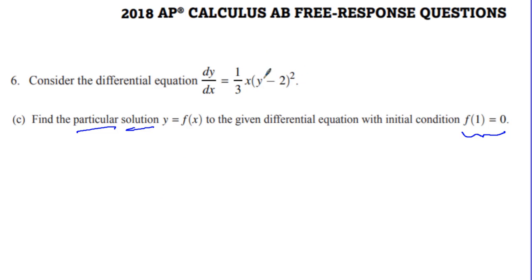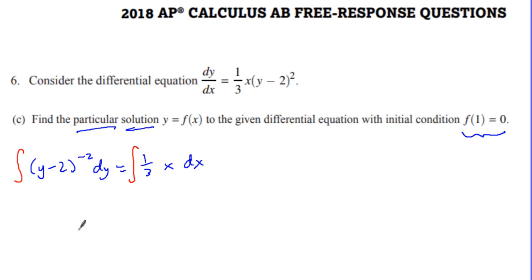So what we have to do first is get our separation of variables. So we have y minus 2 to the negative 2 power, because we're dividing by y minus 2 squared, dy, is equal to 1/3 x dx. I separated my variables there. Okay, I got my y's on one side, I got my x's on the other. Now it's primed and ready to integrate, isn't it?